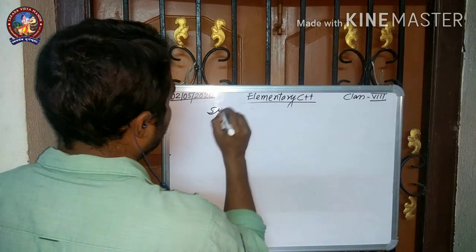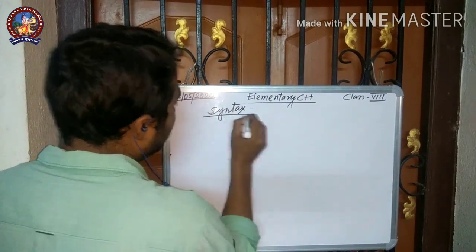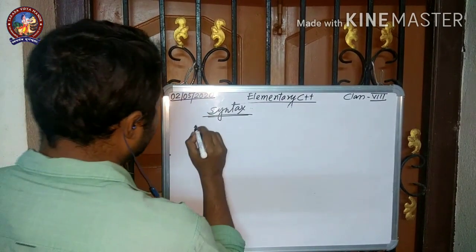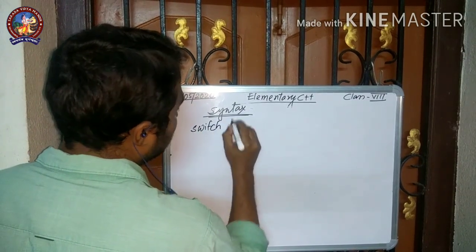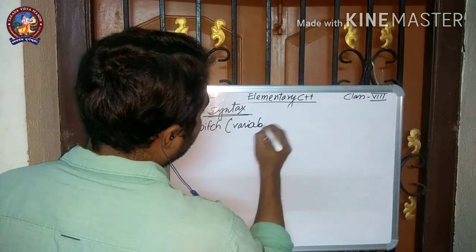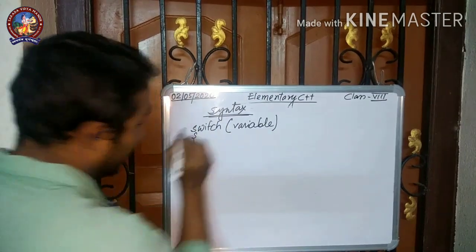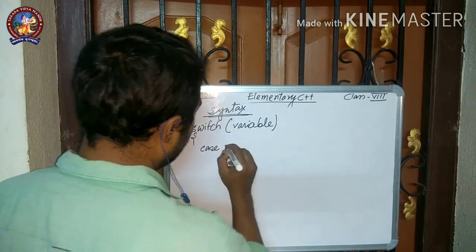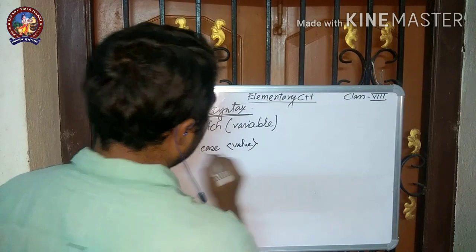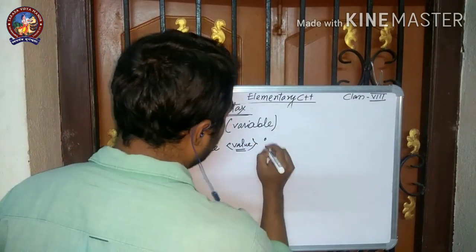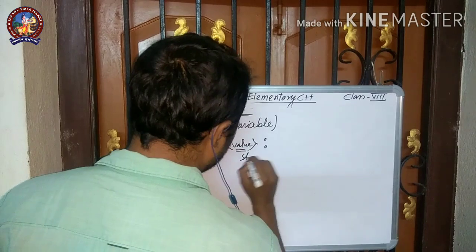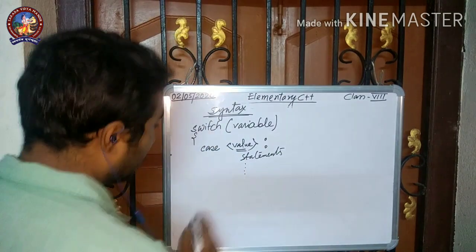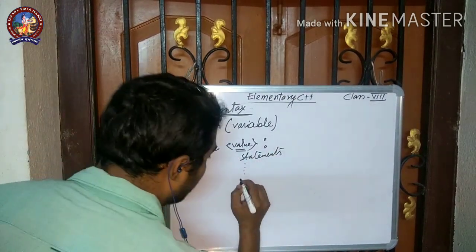So syntax. What is the meaning of syntax? Syntax means the way of writing code in a programming language. So the syntax is: switch, then a variable. A variable is required here. Then a bracket starts. Then case, after that the value of the variable, then colon. Then we can write the statements here, as many as you want. Then to close this case, we have to write a break statement.